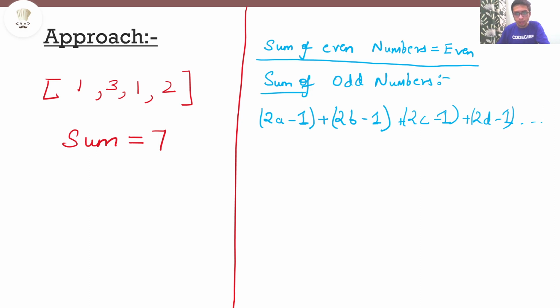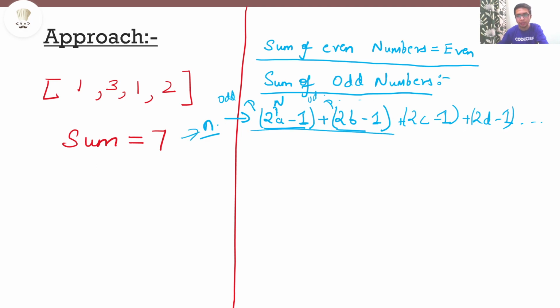Now let us talk about the odd numbers. So let's say we have n odd numbers, and this time instead of writing numbers, I am writing them as 2a minus 1, 2b minus 1, and so on, right? Here a is a natural number, so 2 times a would be an even natural number, and 2 times a minus 1 would be an odd natural number or an odd number, right? So this is an odd number, this is another odd number, and so on. We have n such odd numbers over here, right?